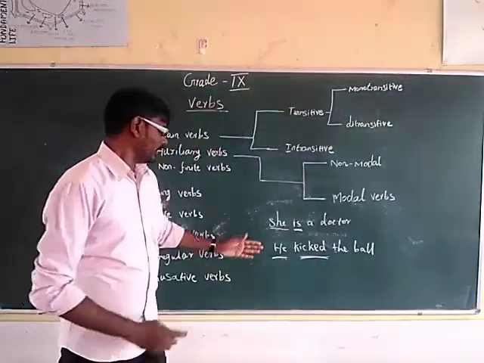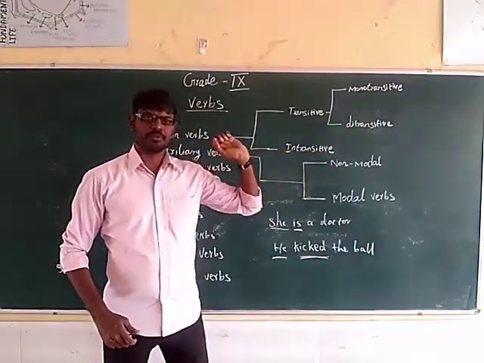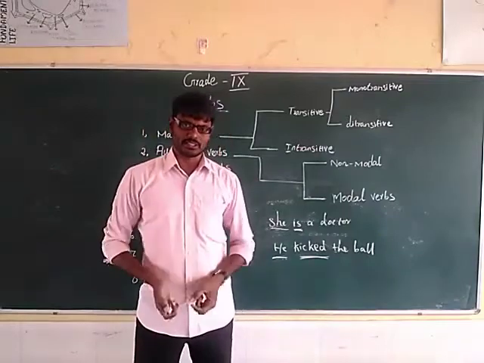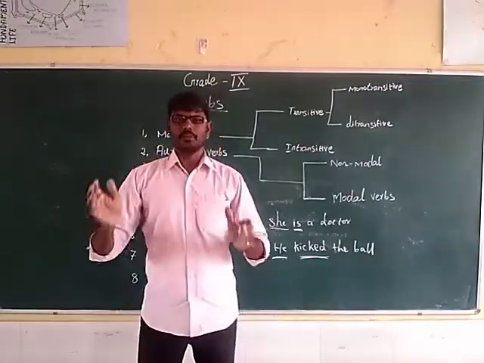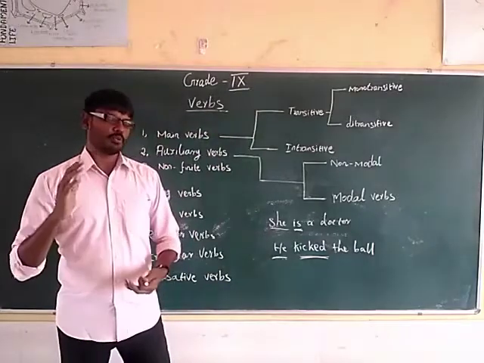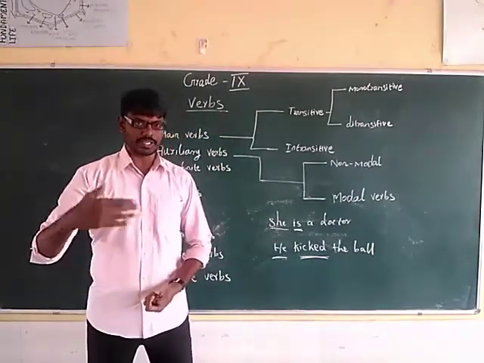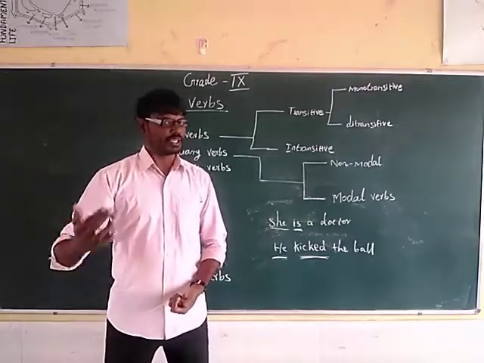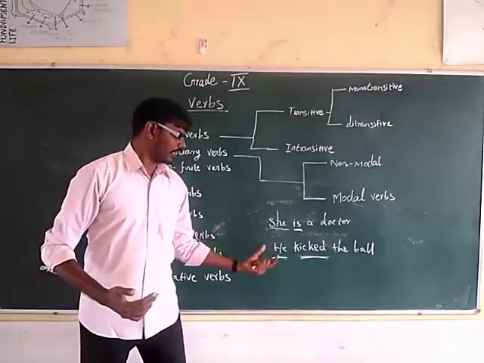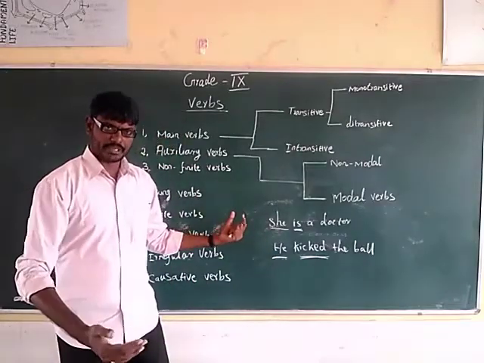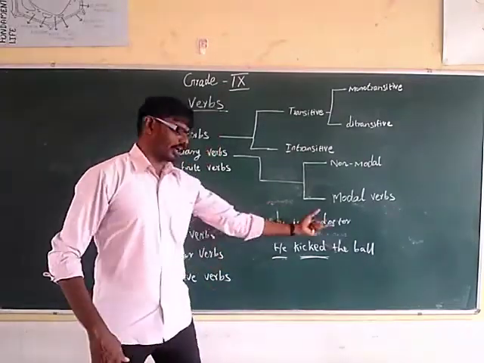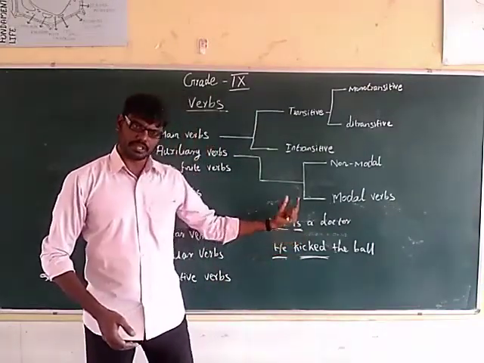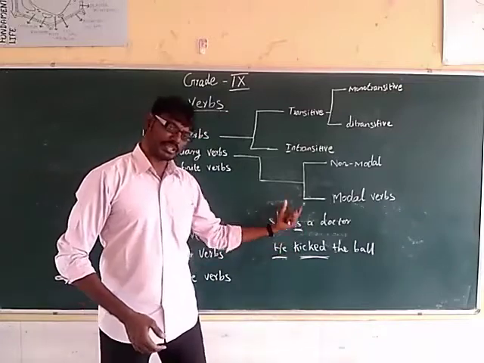For example, here, she is a doctor. So we all know, without a verb, you cannot make any sentence. If you want to make any sentence, you must have a verb. You must have an action word or state of being. Without this, you cannot make any sentence in English. So first, understand what a state of being is and what an action word is. She is a doctor. Here, is is the verb. What kind of verb? You can say state of being.